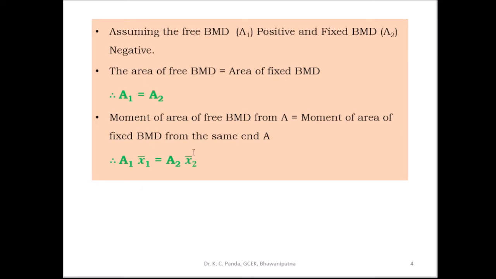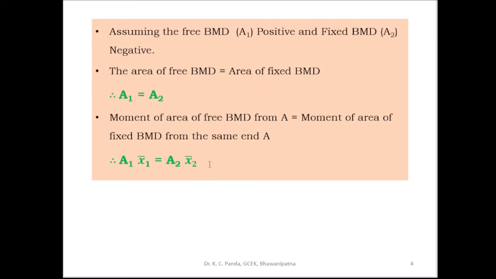Here you have to assume the free bending moment diagram is positive and the fixed bending moment diagram is negative. So the area of the free bending moment diagram is equal to the area of the fixed bending moment diagram, A1 is equal to A2. Similarly, the moment of area of the free bending moment diagram from A is equal to the moment of area of the fixed bending moment diagram from the same end A, that is A1 x1 bar is equal to A2 x2 bar. Using these two equations, you can find the fixed end moments.